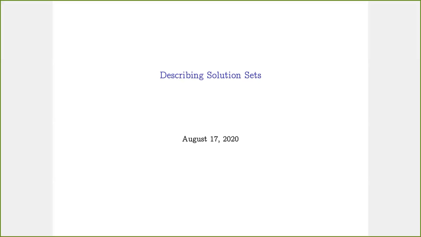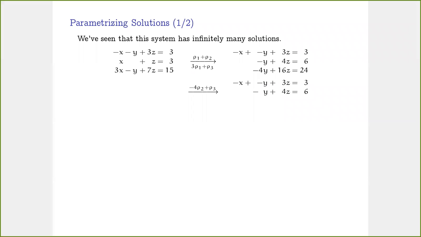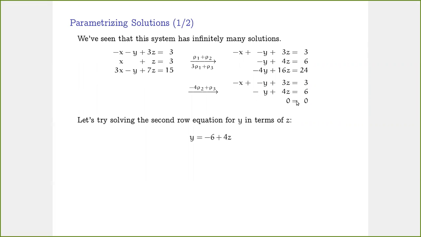Okay, let's continue our project of trying to describe the solution sets of systems with an infinite number of solutions. Here's the example we solved last time. The original system is on the left and the echelon form system is on the lower right. I should have a 0 equals 0 equation down here, and I do. So let's try solving the second row equation for y in terms of z.